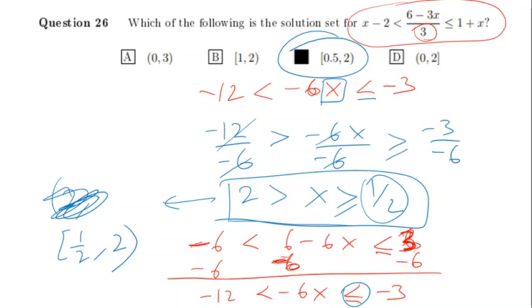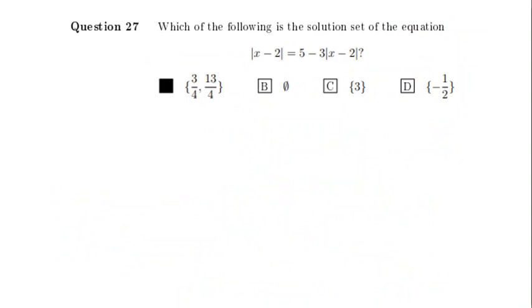One other way is this: you can solve this one and this one, find the sets, and then take the intersection. So it means and. Use and here. Which of the following is the set of the equation? Okay, let's try to solve this one.